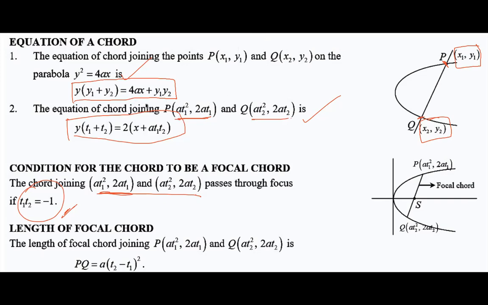I will do the proofs of this in the coming session. I thought the formulas will work out, but I believe the proof should be there. So the length of the focal chord PQ is given by a times (t2 minus t1) whole square. But you have to memorize the formulas. Even if I do the proof, you still have to memorize the formulas.